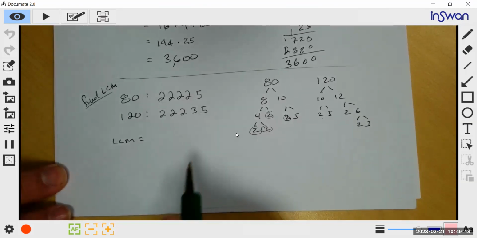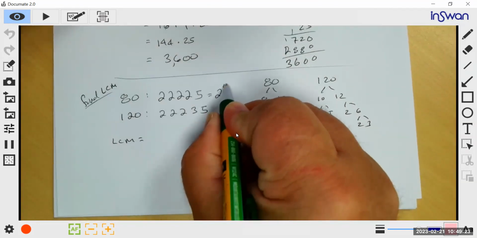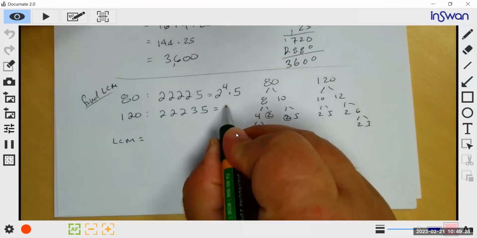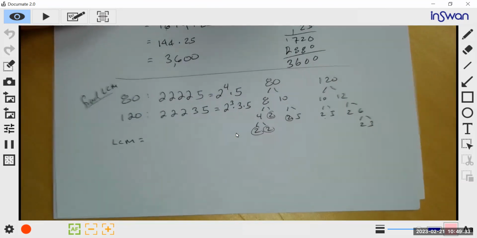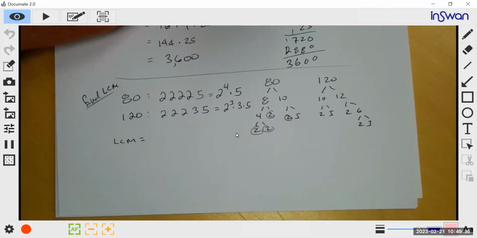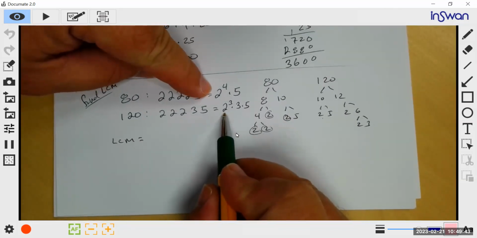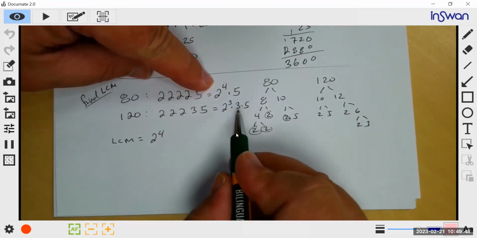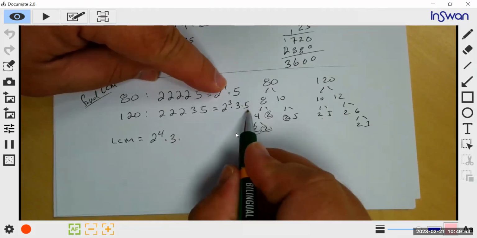Did you get these factors? So it's 2 to the 4th times 5, and 2 to the 3rd times 3 times 5. So what's the LCM? Which of the 2s do I take? The top or the bottom? Yeah, so it's 2 to the 4th. How about the 3s? Just a 3. And they both have 1 5.